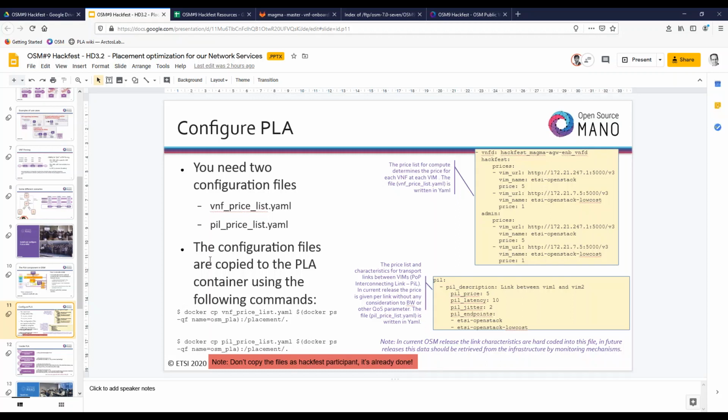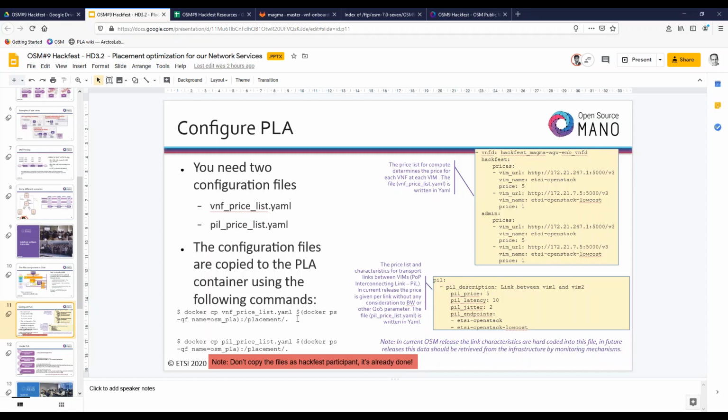For now, we need to copy this file to the PLA command container, and we use the following commands. We just place them in a certain folder. Now you don't have to do this as a Hackfest participant. Both of the OSM instances that we have today are prepared with these configuration files, so PLA should be good to go.